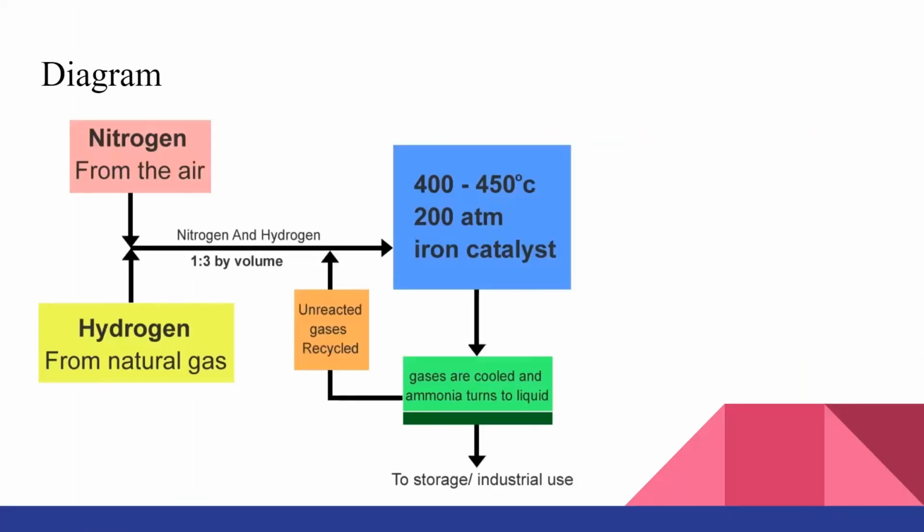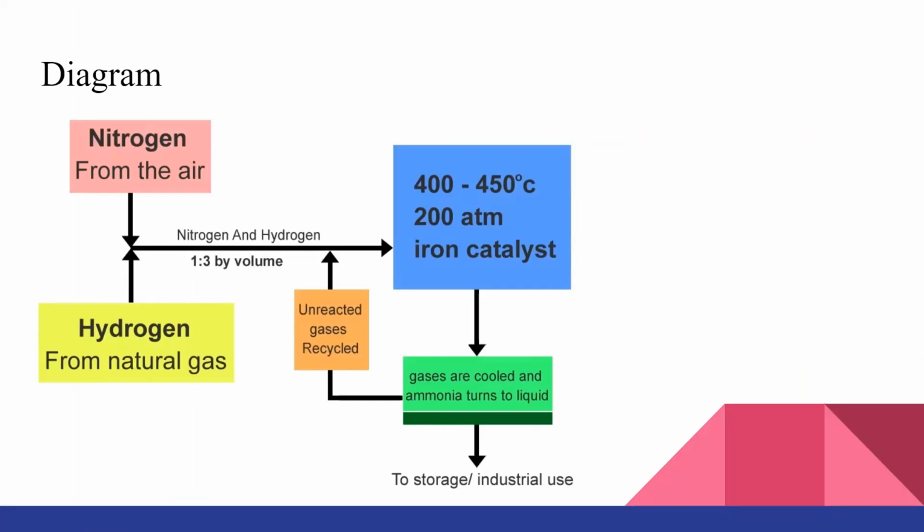The diagram in slide 5 demonstrates the Haber-Bosch process. The nitrogen gas and hydrogen gas are heated up with an iron catalyst. Once the gases are cooled, the reaction turns to liquid ammonia. The liquid ammonia then has the ability to be stored and used in industrial settings.